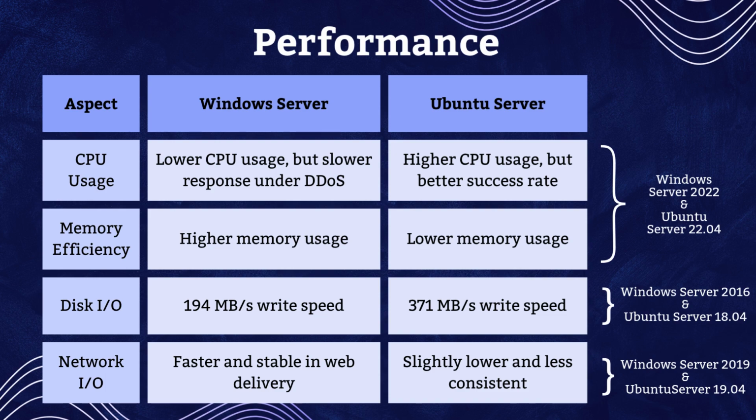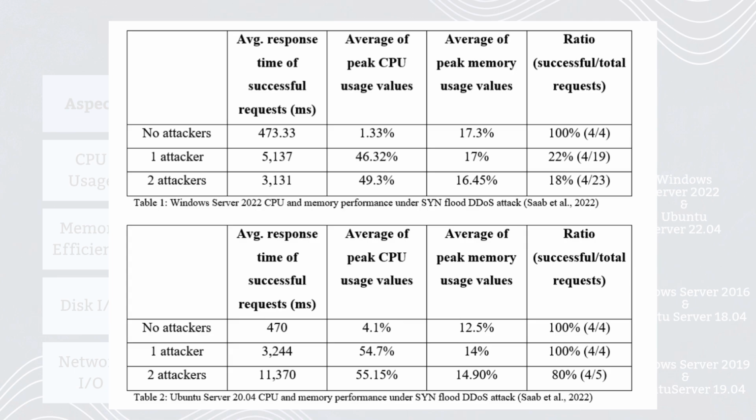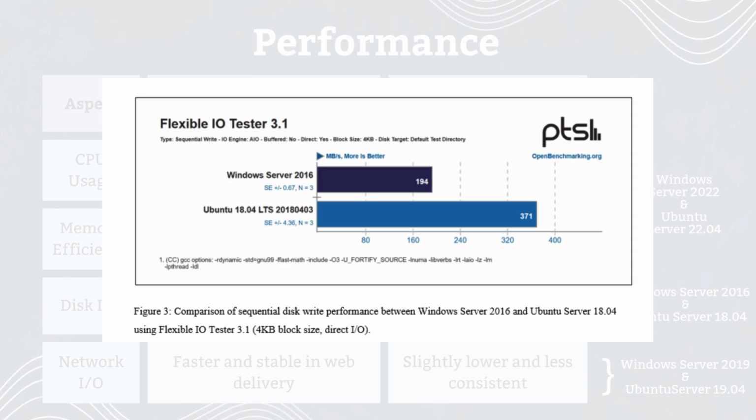Next is memory efficiency. Still in the same test, Windows Server 2022 consumed about 17.3% memory at idle, while Ubuntu 20.04 only used 12.5%. Even under attack, Ubuntu remained more memory efficient. For disk input-output, benchmark tests using Flexible I/O Tester compared Windows Server 2016 and Ubuntu Server 18.04. Ubuntu achieved a much higher write speed, which is 371 MB per second, compared to 194 MB per second on Windows, showing better raw disk throughput.